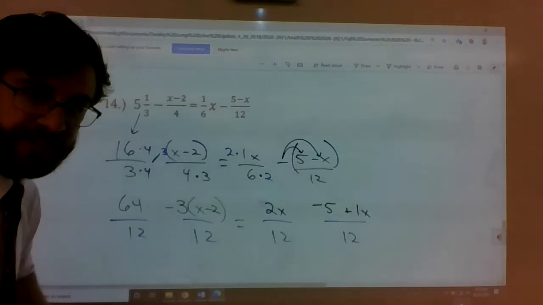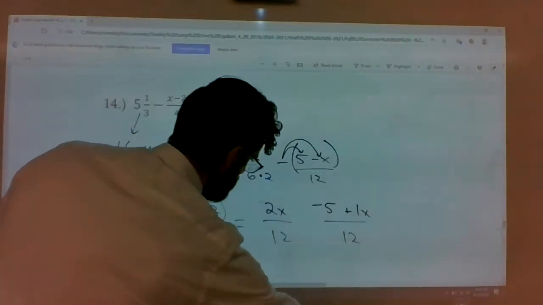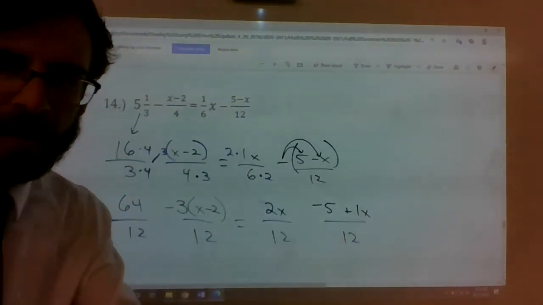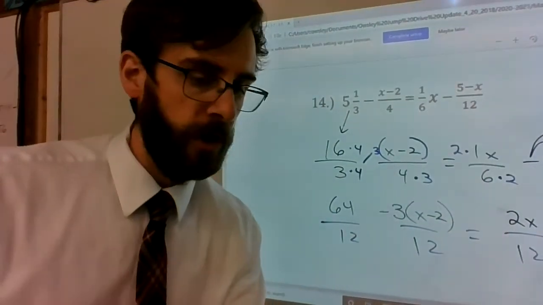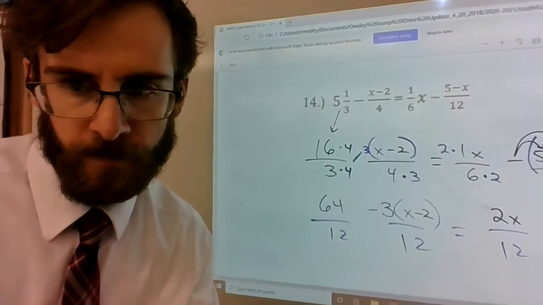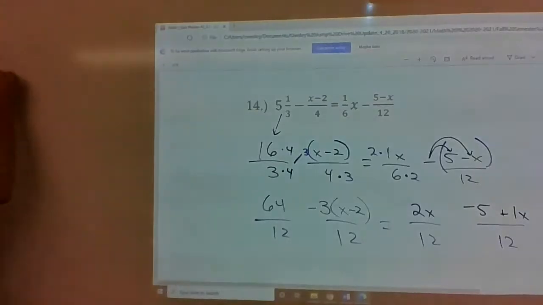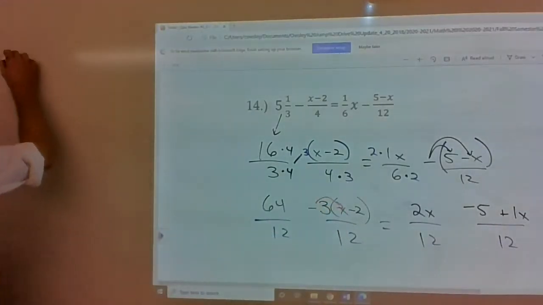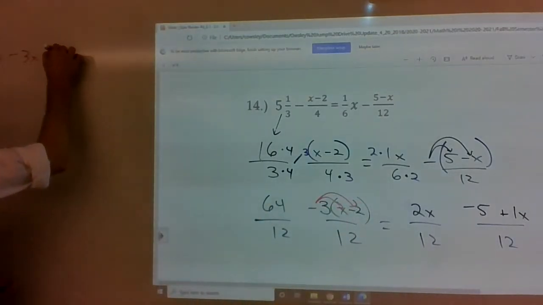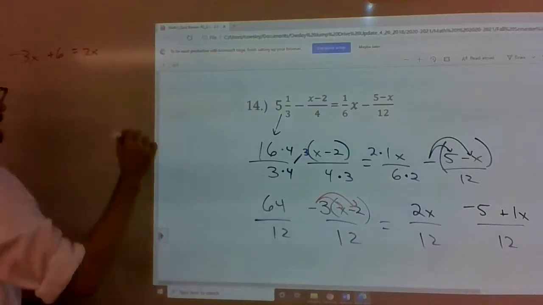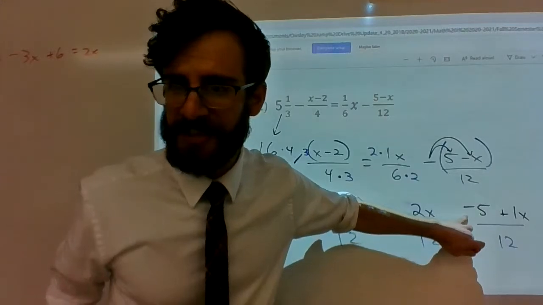All right, now that we've got the same denominator, we can ditch the denominator. And you know what? I need a little more space, so come on over here with me. There we go. And we're going to rewrite what we had over here. So you can kind of see that. I've got 64. I'm going to distribute this negative 3 right now. Minus 3x. A negative 3 times a negative 2 is plus 6. That equals 2x minus 5 plus 1x. Remember, we already distributed that negative, so we can just rewrite this as is.